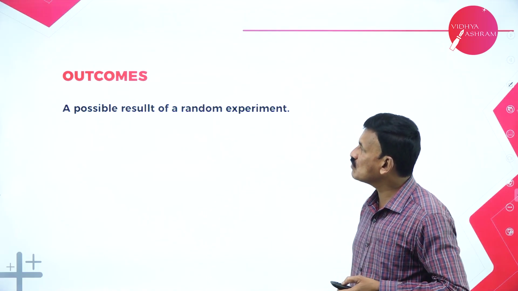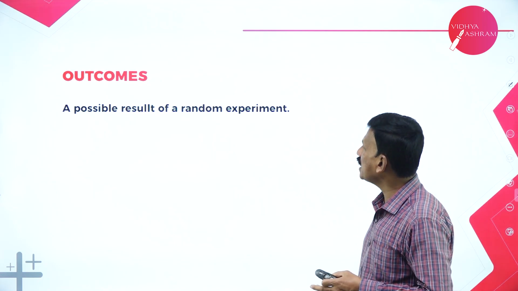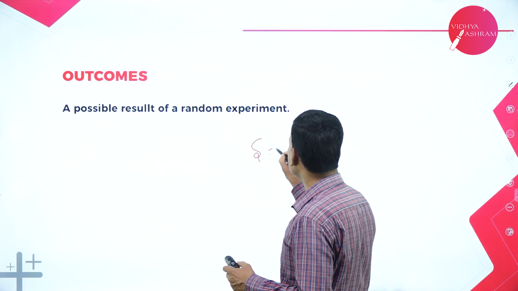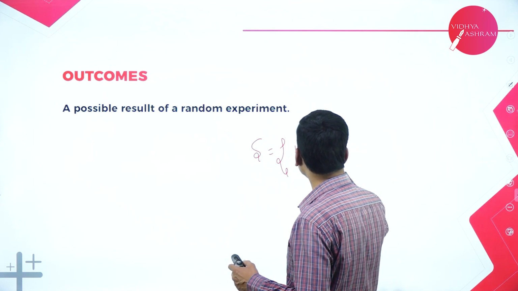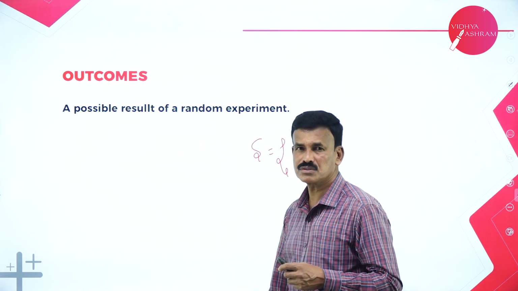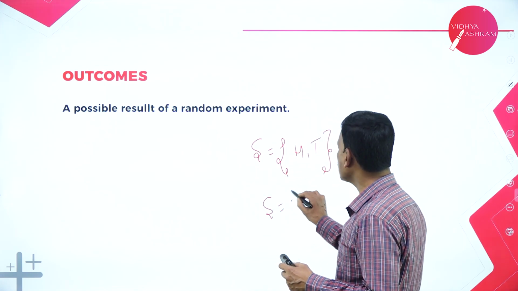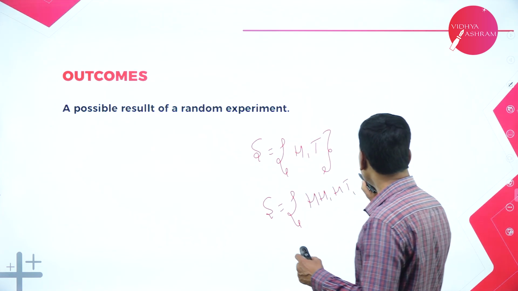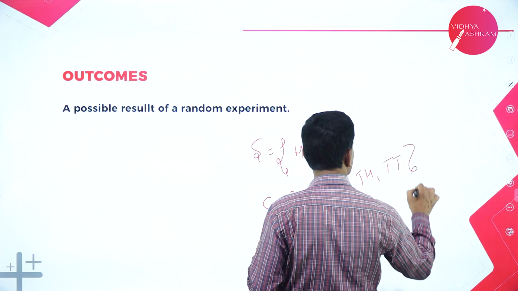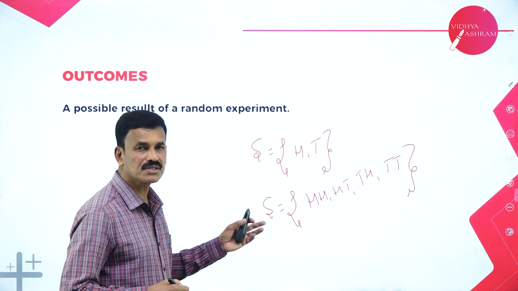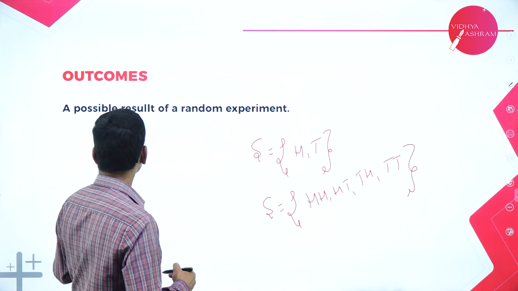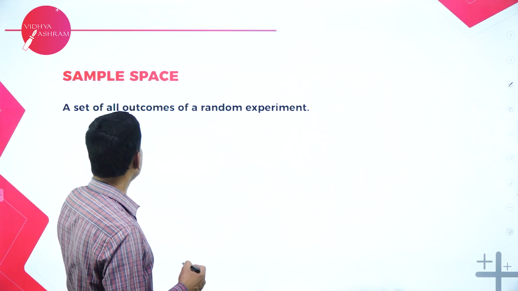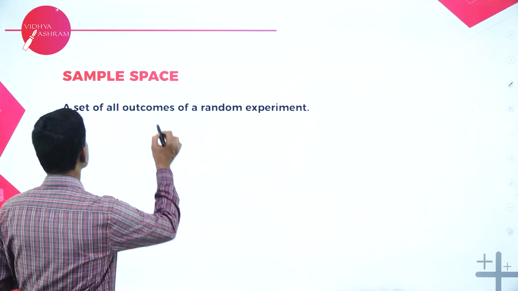Now let us know what an outcome is. A possible result of a random experiment is called an outcome. Suppose we toss a coin, what are the possible outcomes? Head and tail. Suppose we toss two coins simultaneously, what are the possibilities? We may get head and head, head and tail, tail and head, tail and tail. These are the outcomes. The set of all outcomes of a random experiment is called the sample space.